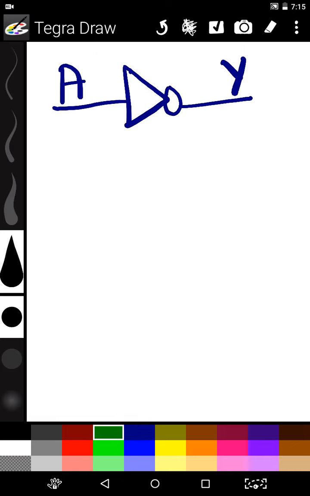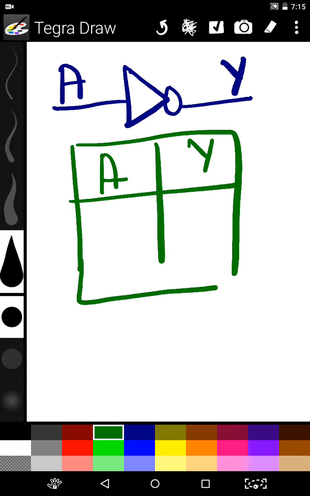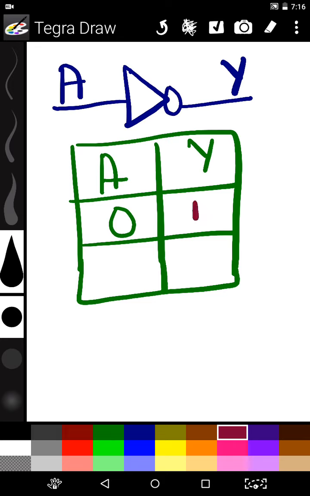The truth table for the NOT gate: whenever we build the truth table for the NOT gate, for input 0 the output will be 1, and for input 1 the output will be 0. This is the truth table of the NOT gate.